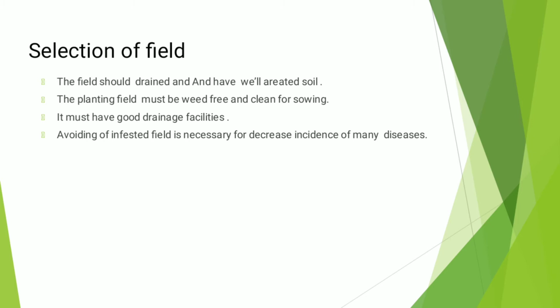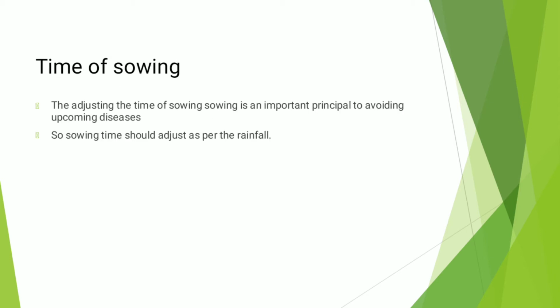Selection of the field: the field should be drained and have well aerated soil, so air can freely come in and go out. The planting field must be weed free and clean for sowing. It must have good drainage facilities. Avoiding infested fields is necessary to decrease the incidence of many soil-borne diseases.